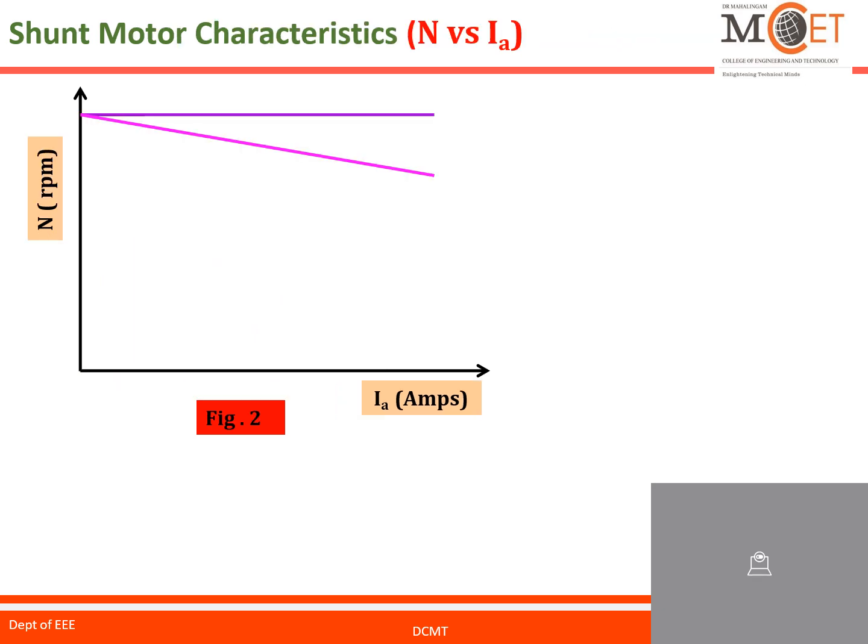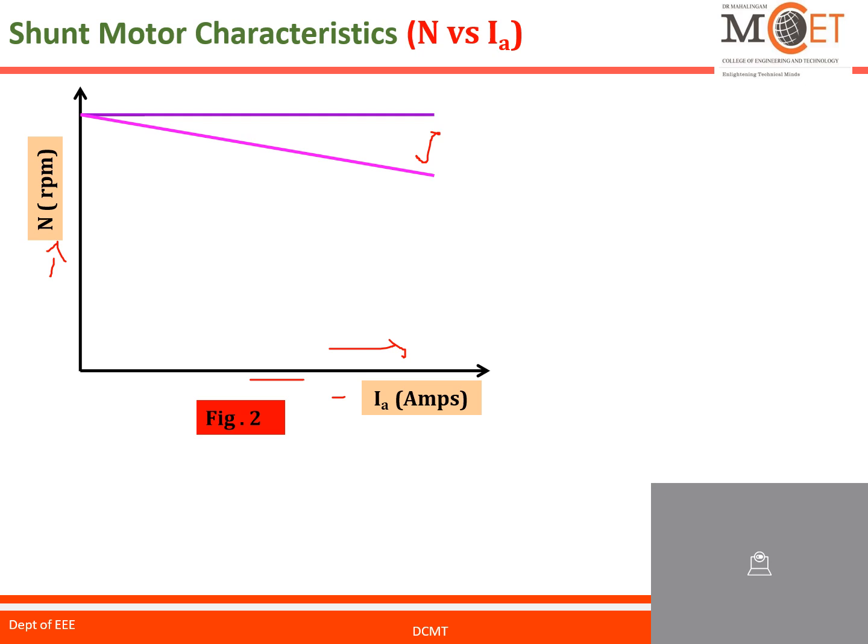The next one is shunt motor characteristics. See the graph carefully. In the x-axis we have Ia and the y-axis we have speed. So even though the armature current increases, the speed decreases only slightly. That's why it is called a constant speed motor. Whatever may be the load, if you're increasing the load gradually, you have a slight reduction in speed.